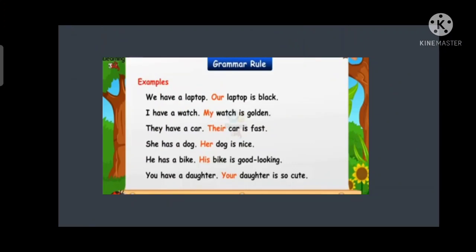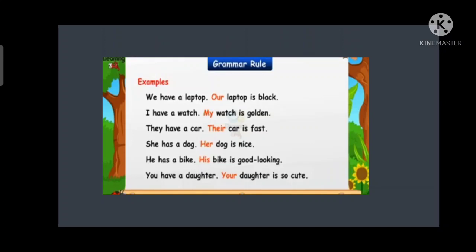Now let's see some other examples. We have a laptop. Our laptop is black. I have a watch. My watch is golden. They have a car. Their car is fast. She has a dog. Her dog is nice. He has a bike. His bike is good looking. You have a daughter. Your daughter is so cute.